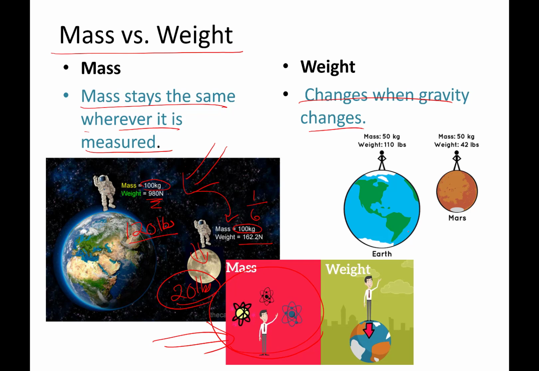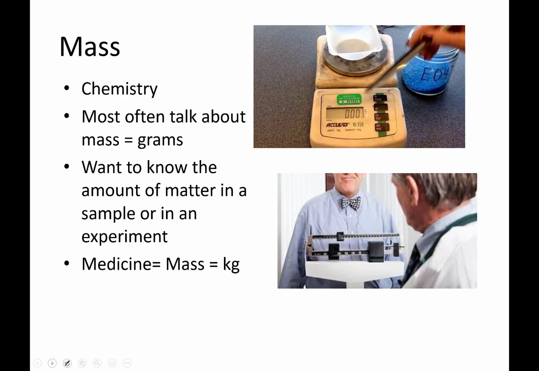Here's another example traveling between the Earth and Mars. Mars is a much smaller planet than Earth, so if somebody weighed 110 pounds on the Earth, they would only weigh about 42 pounds on Mars, but mass, how many atoms inside your body, would be the same.